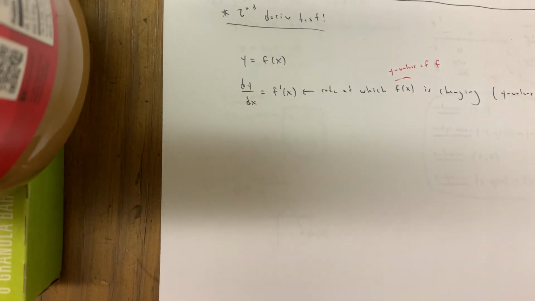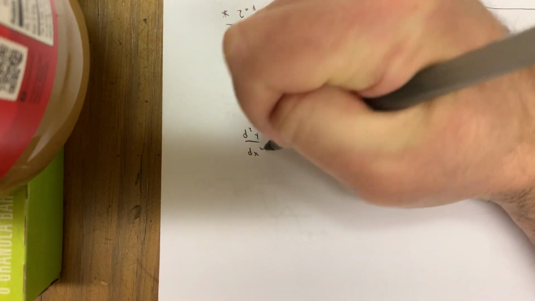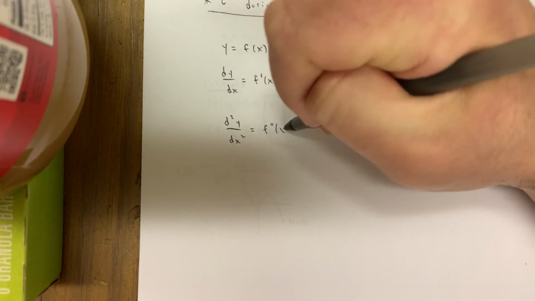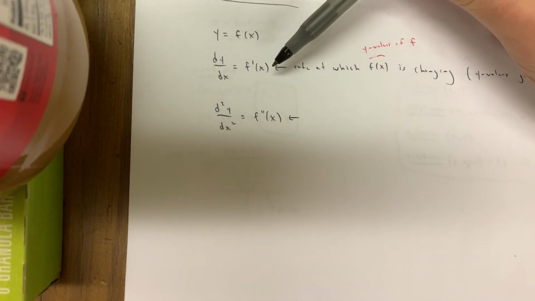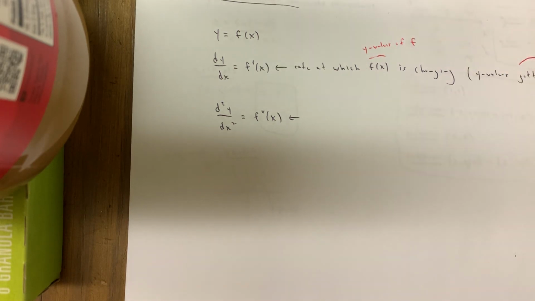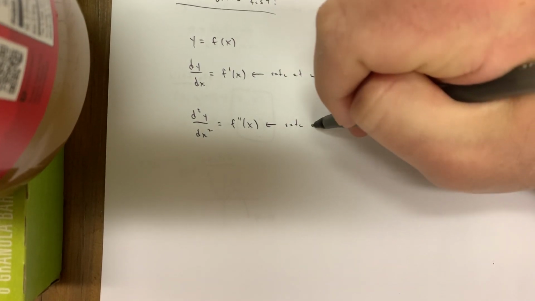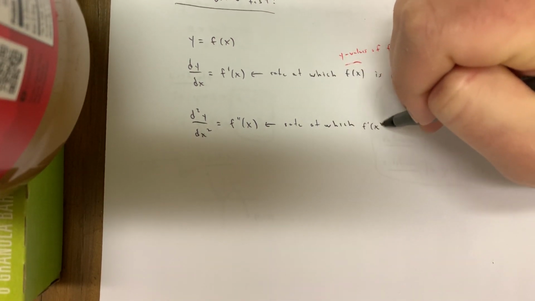But now, we're going to take the second derivative, okay? That's d squared y over dx squared. And if you take the derivative of f prime of x with respect to x, it's f double prime of x. And that's not the rate at which f of x is changing, because you just took the derivative of f prime of x. That's the rate at which f prime of x is changing.